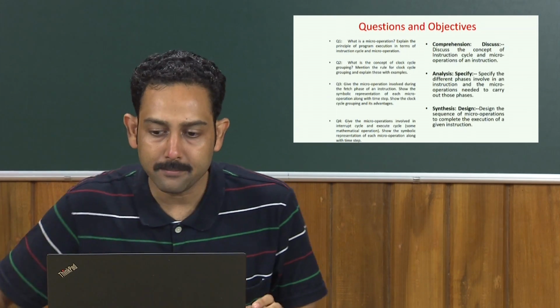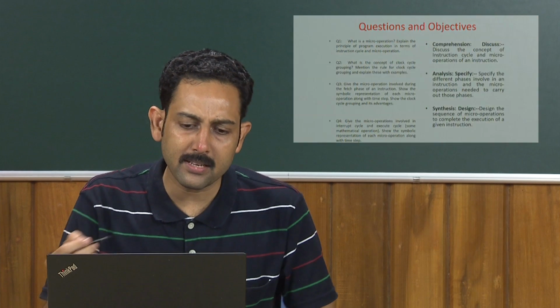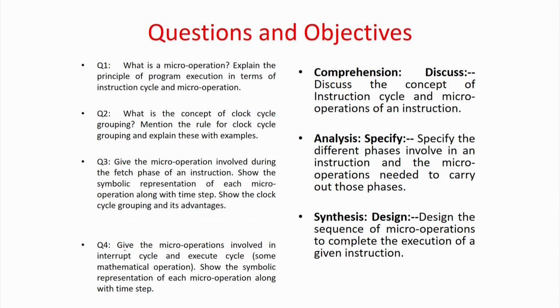Okay, before we end, let us look at some of the questions. The first question is, what is a micro instruction? Explain the principle of program instruction in terms of micro instructions and micro operations. And the second question: discuss the concept of instruction cycle and micro instruction operation. If you are able to answer this question, this objective is satisfied.